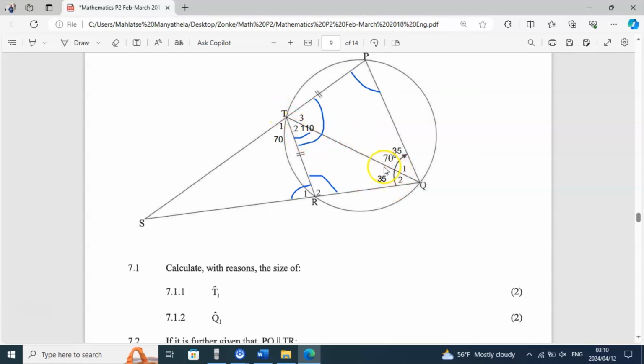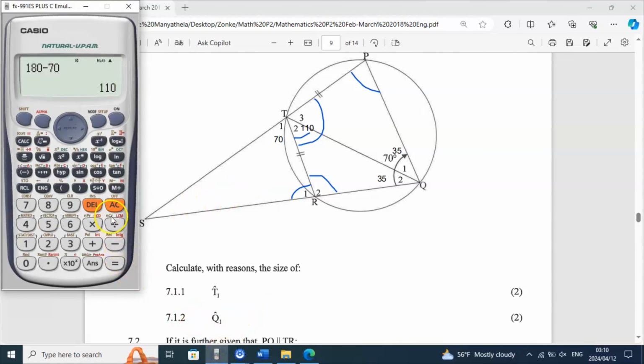We have Q2 as 35 degrees, meaning that the size of this angle will be equal to 70 degrees. Therefore, we can say ST is equal to SR, sides opposite equal angles. So what will be the size of angle S? Angle S will be equal to 180 degrees minus 2 times 70. And 2 times 70 will give us 140. So angle S will be 180 minus 140.